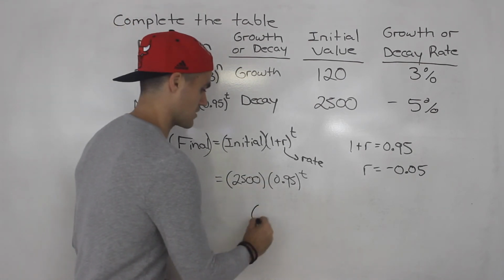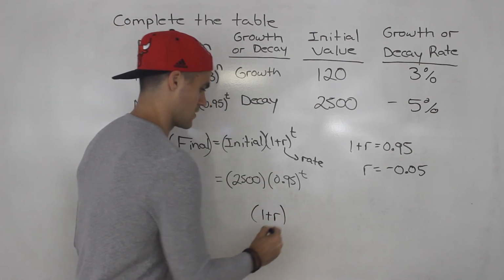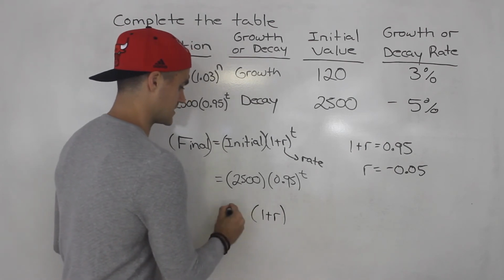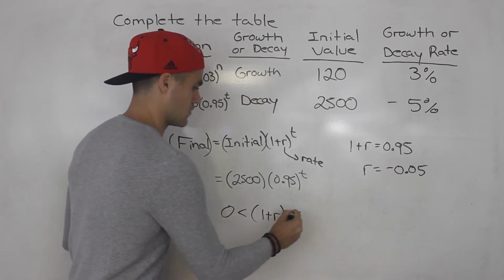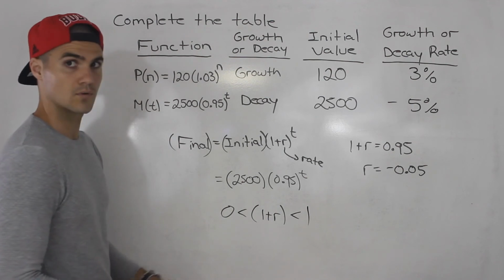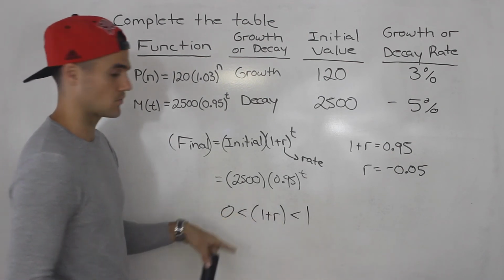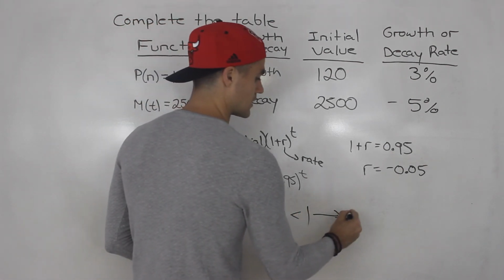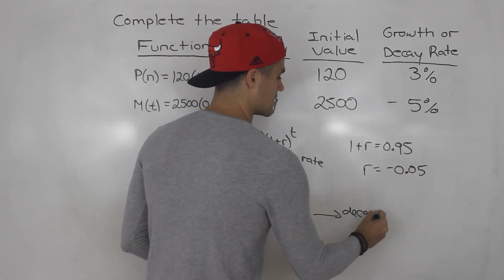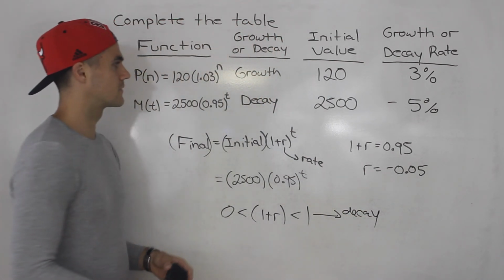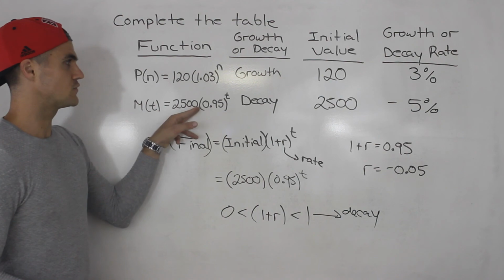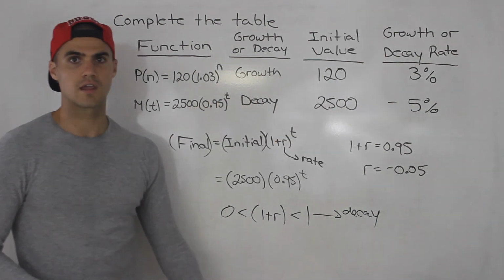Basically, when this 1 plus r is between 0 and 1, right? So 0.95 is between 0 and 1. Then you know you're dealing with a decay scenario, right? So anyway, these two functions, those are the characteristics.